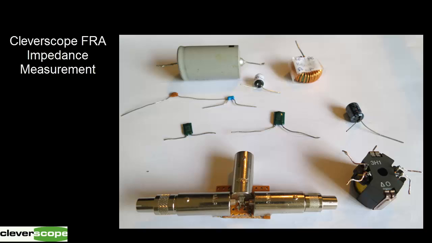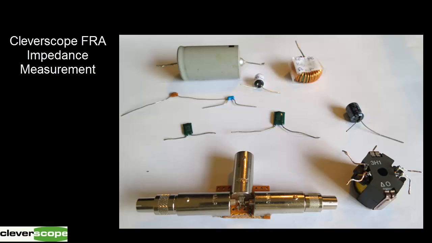Hello and welcome to our Cleverscope FRA impedance measurement tour. We'll be looking at all the components you can see here, which include capacitors and inductors, a transformer, and also an SMT measurement jig that we made ourselves just using three BNCs. It's good for probing small 0603, 0805 and 1206 components.